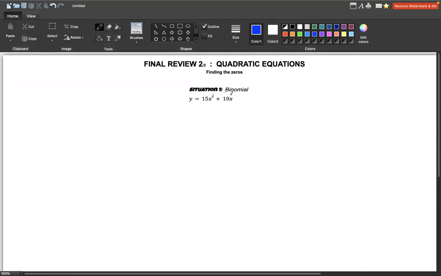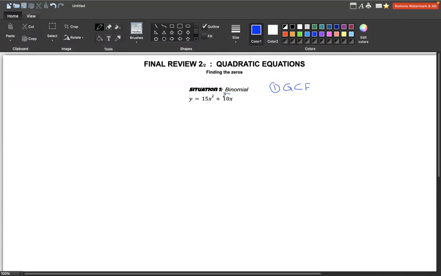So the first situation is a binomial. Binomial meaning just two. There are two terms, so that's where that word comes from. The first step for these types is to find the GCF, the greatest common factor. Okay, as a reminder, that's the biggest number that divides evenly into both of these numbers.